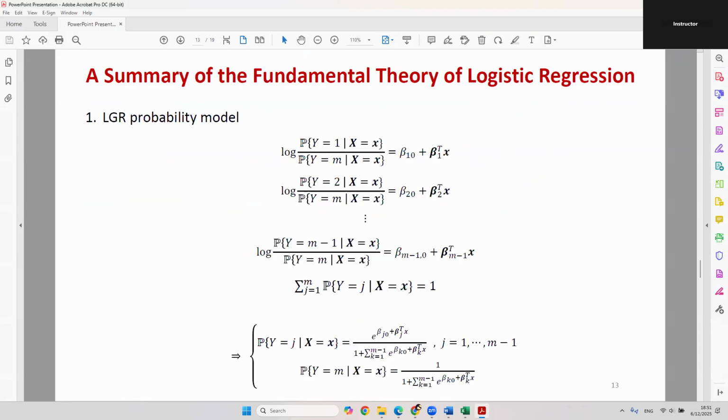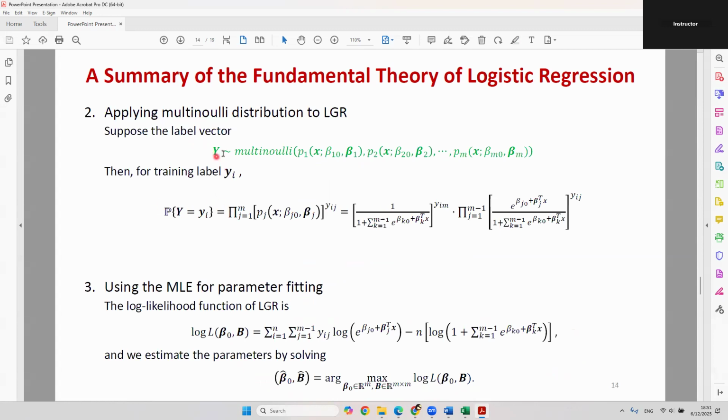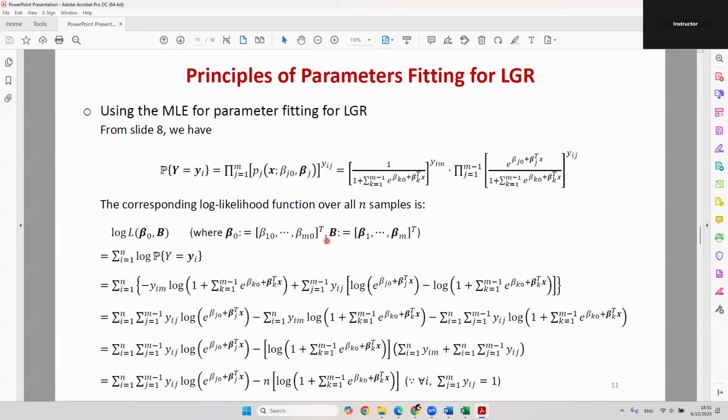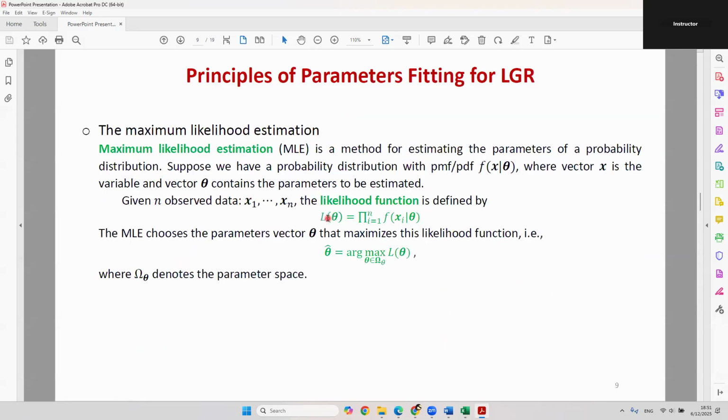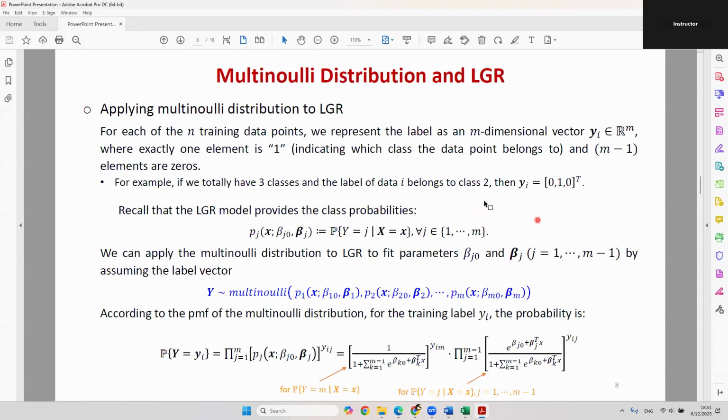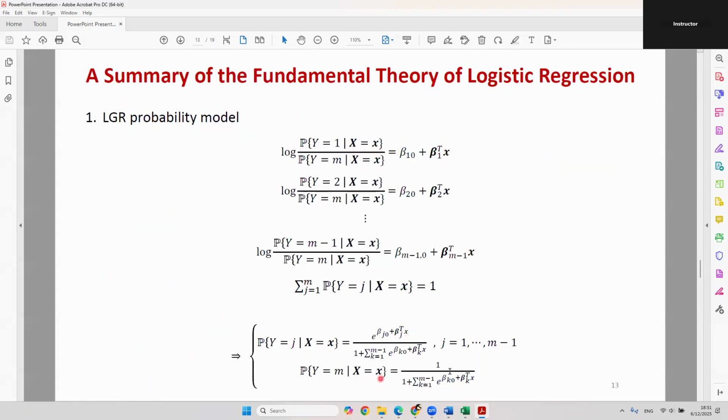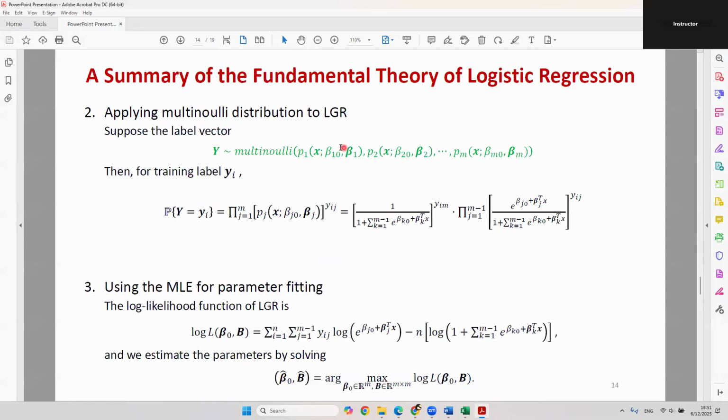Here is a summary of logistic regression. For step number one, we create this probability model and we get the PMF, the posterior probabilities for these M classes. Number two, we assume the label vector follows a multinomial distribution with these parameters. The parameters are actually defined here, which are the posterior probabilities, right here. We assume y follows a multinomial distribution with those posterior probabilities as the parameters.